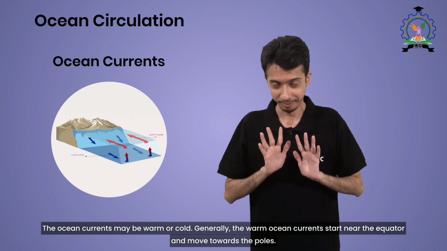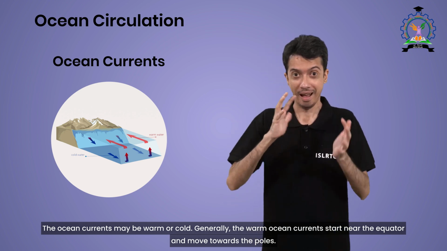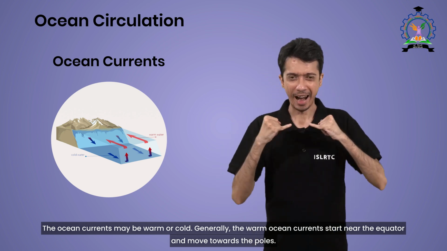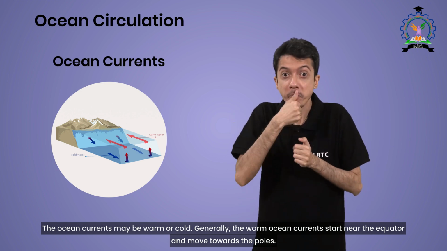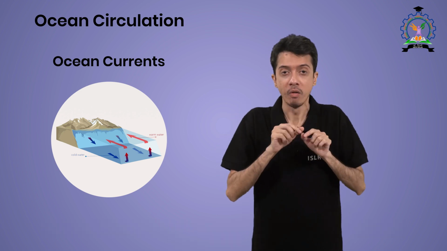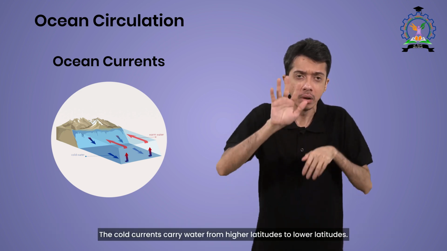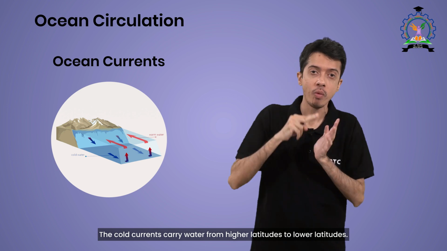Generally, the warm ocean currents start near the equator and move towards the poles. The cold currents carry water from higher latitudes to lower latitudes.